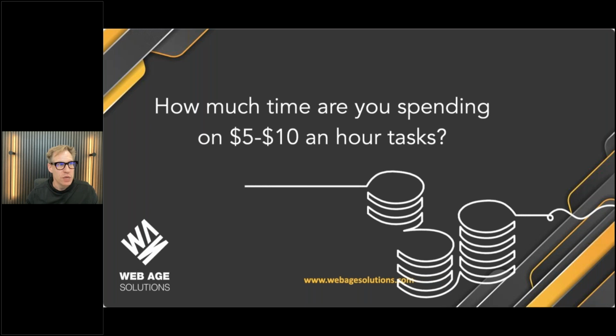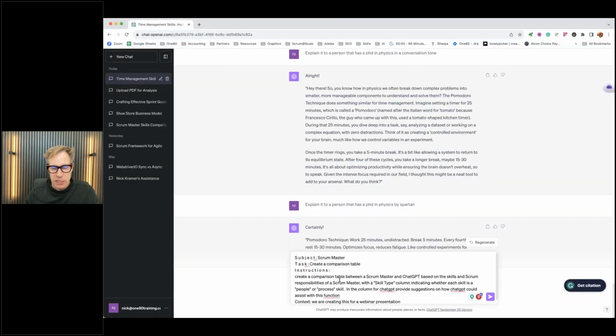And we could actually, if we use that instructor, let's just do this and bring it up. I'm going to share my screen, my ChatGPT. So let's ask it, trying this subject task method. What I'm saying is create a comparison table between Scrum Masters and ChatGPT based on the skills and Scrum responsibilities of a Scrum Master. And I'm telling it what kind of columns I want it to have. And I wanted to break it down by people and process. And then I'm saying, tell me how ChatGPT could help.